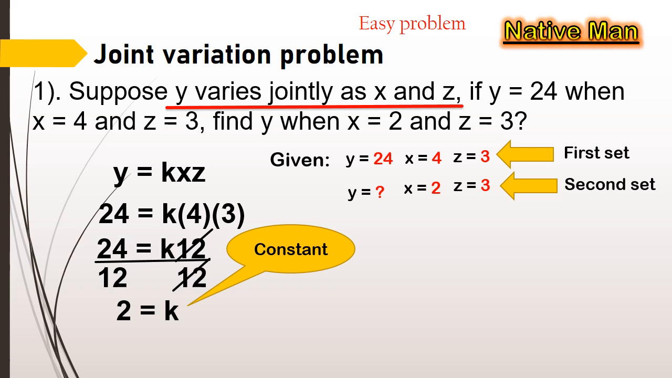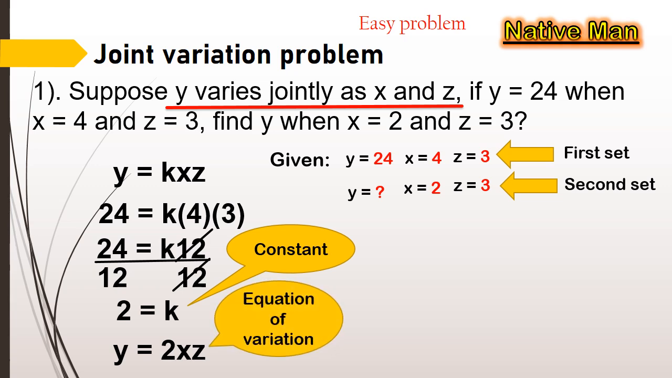And that is the constant of variation. So, for the equation of variation, gagamitin natin yung original equation y is equal to kxz. And then, substitute lang natin yung k. So, y is equal to 2xz. So, yung k na ay naging 2 because 2 is the solved constant. That is now our equation of variation. Okay, so meron tayong constant, meron tayong equation of variation.